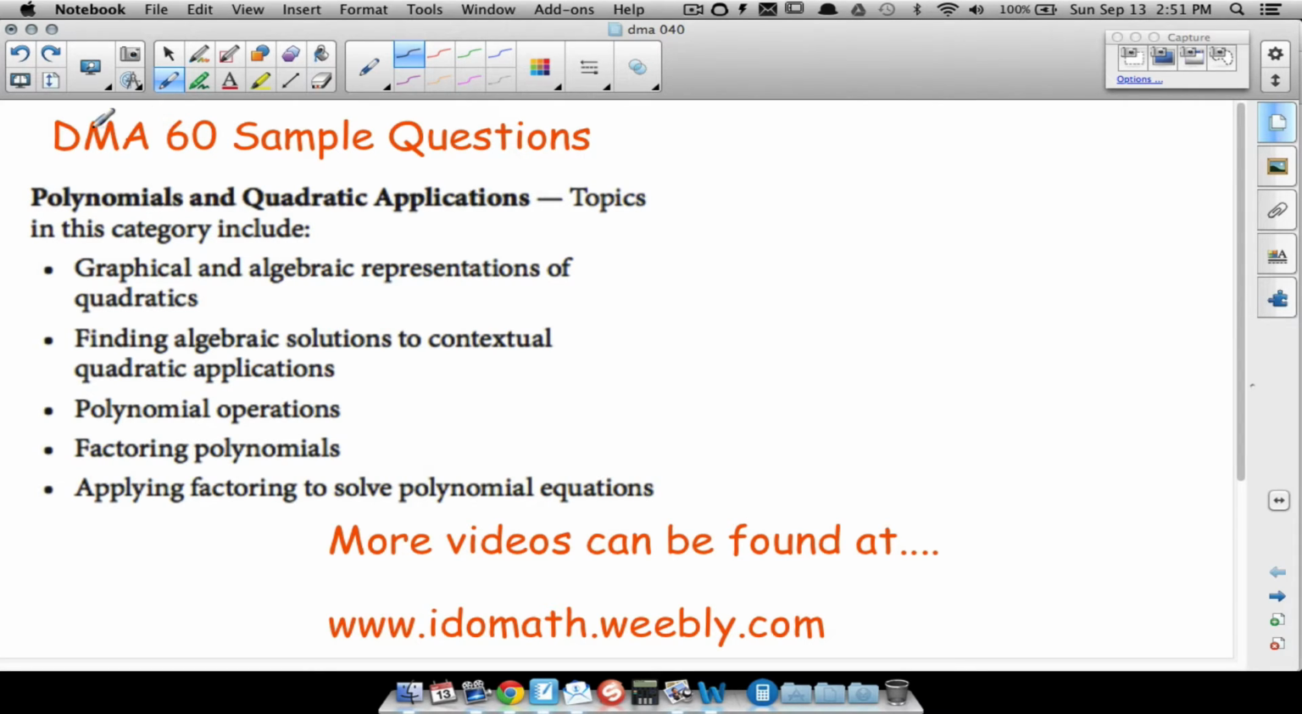You have the potential to place out of 3 DMAs, or you have the potential to automatically place into 3 DMAs depending on whether you place in or out of DMA 60. Now DMA 60 covers polynomials and quadratics. We will do some graphical and algebraic representations of these, as well as some real-world problems. You'll add, subtract, multiply, and divide polynomials. You'll factor some polynomials, and then you'll solve some polynomial equations.